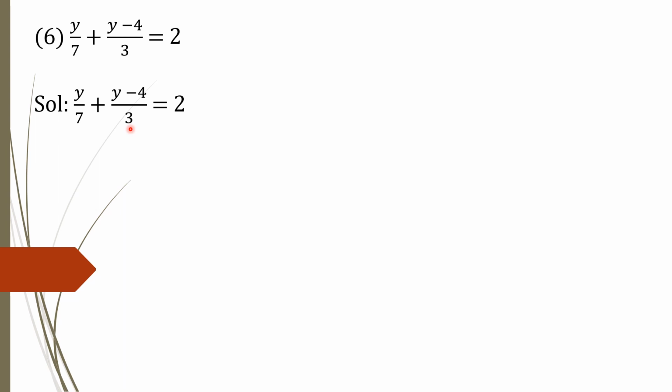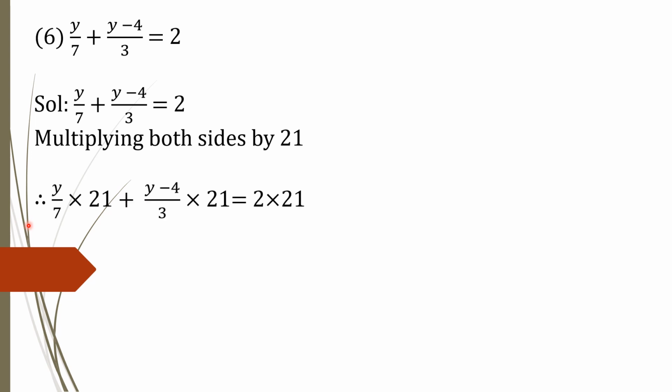So first we'll remove these denominators. So you know LCM, if you do LCM of 7 and 3, you get 21. So let's multiply 21 on both sides. So our next step will be multiplying both sides by 21. So when you multiply, this first term will get multiplied by 21 and the second term will also get multiplied by 21, equal to, and right hand side also will be multiplied. So our next step will be, student, y upon 7 into 21 plus y minus 4 upon 3 into 21 equal to 2 into 21.